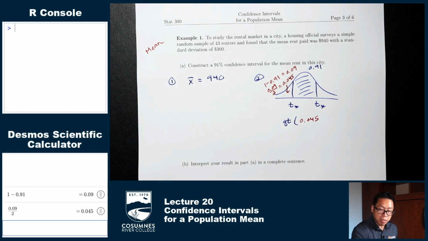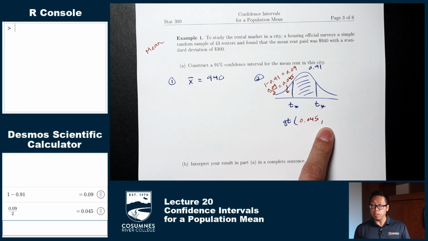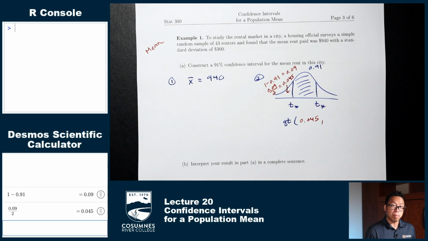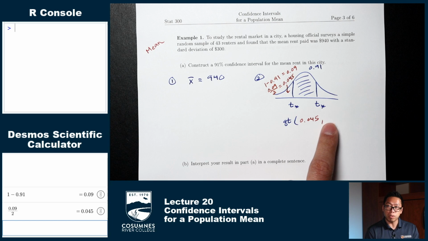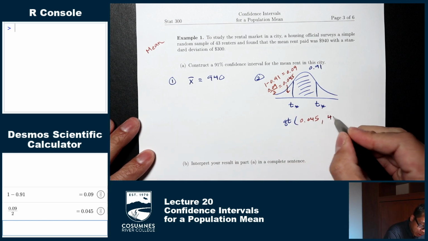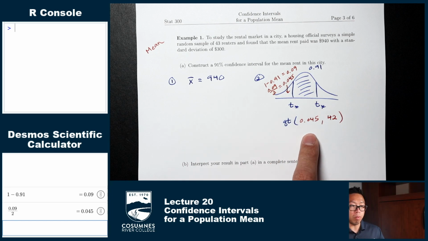But remember, QT takes 2 things. It takes the left area and also the degrees of freedom. So degrees of freedom is 1 less than the sample size. So what is our sample size here? Sample size is how many people we're selecting. 43 renters, okay? So 1 less than 43 will be 42. So our degrees of freedom is 42. Okay, so we'll do QT .045 comma 42.